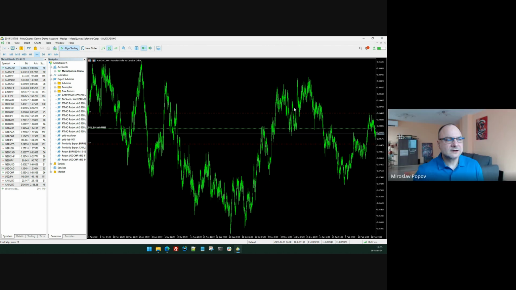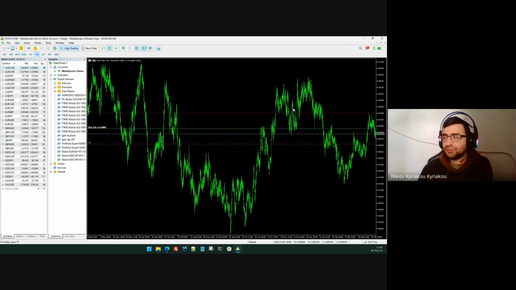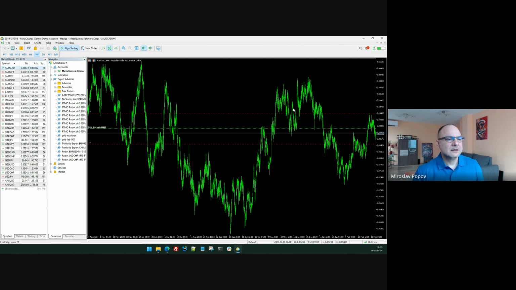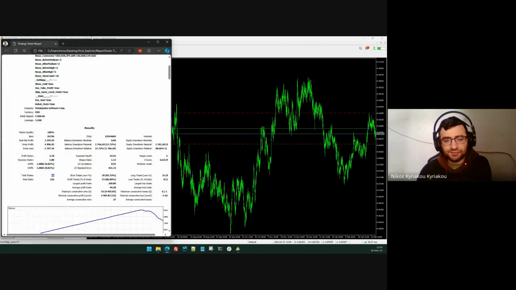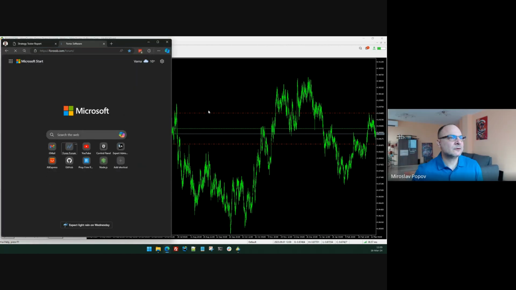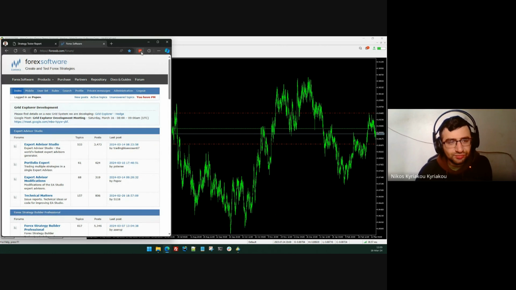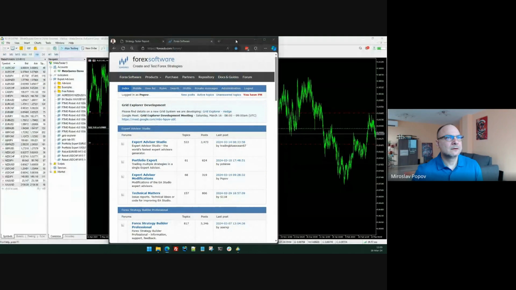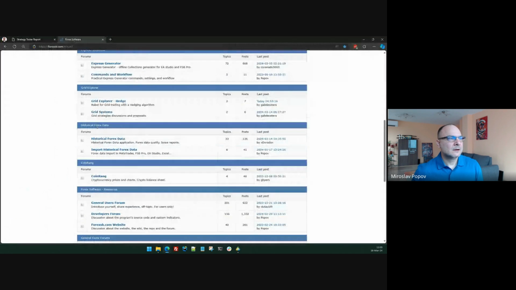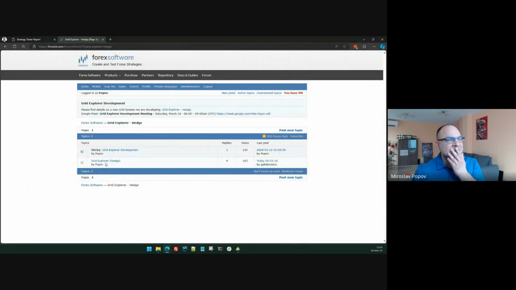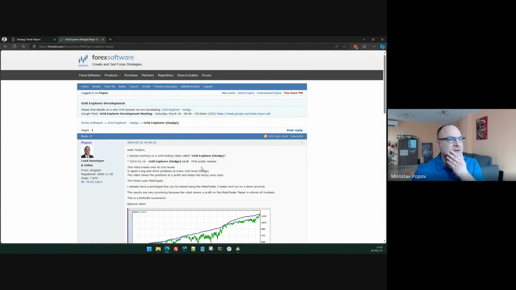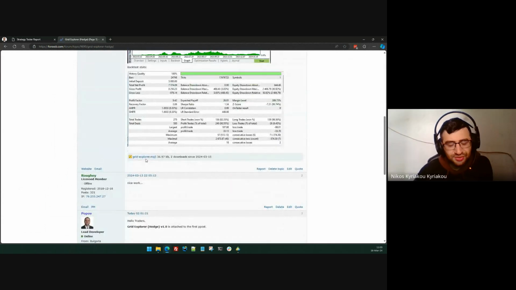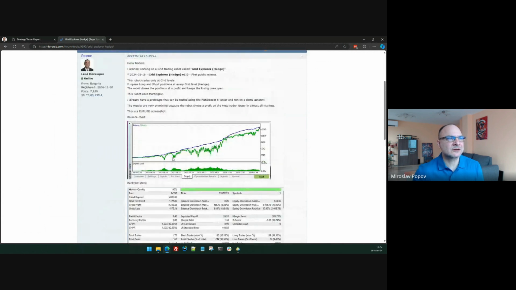So more or less, we covered the current state of the Grid Explorer. We found some problems, which I fixed. The robot is freely available in the forum, in the Forex forum. Grid Explorer Hedging. I just uploaded this here. I always attach the latest version of the robot.